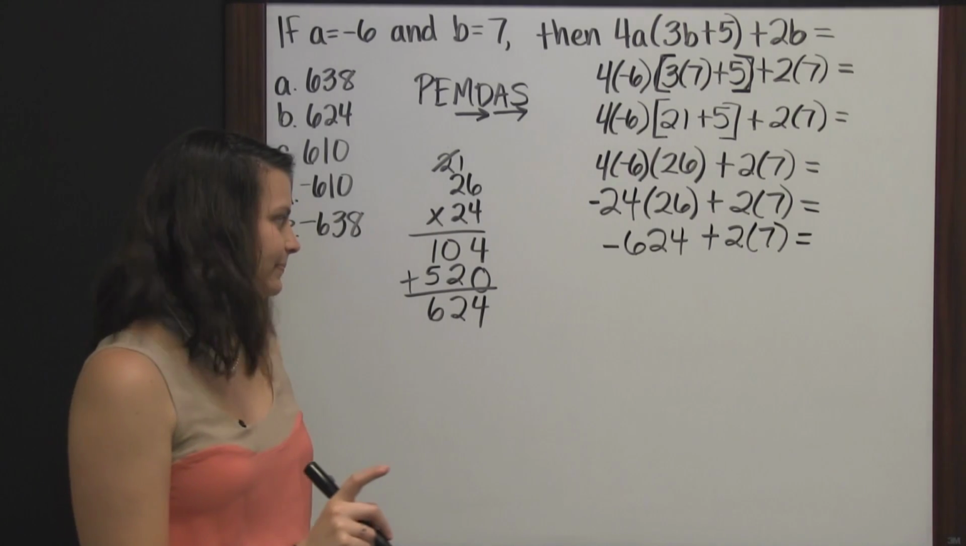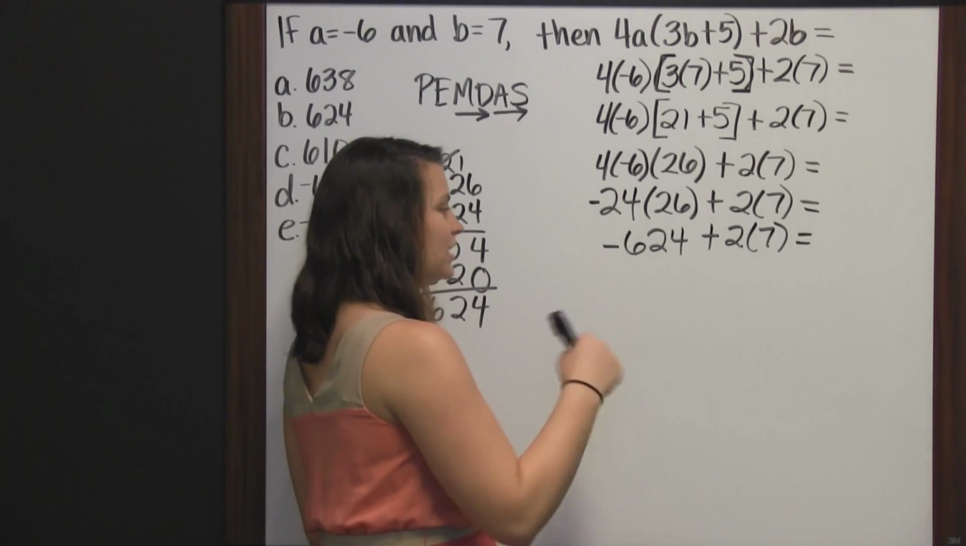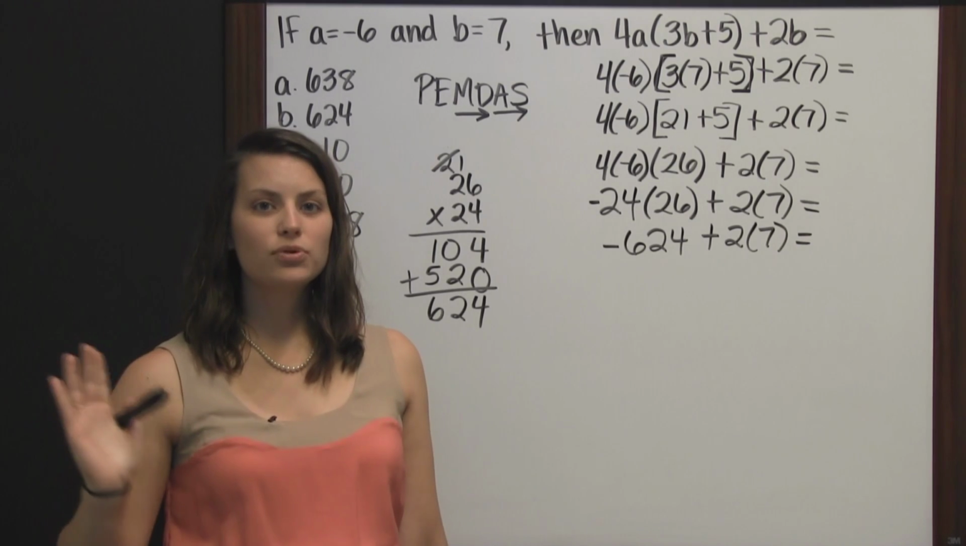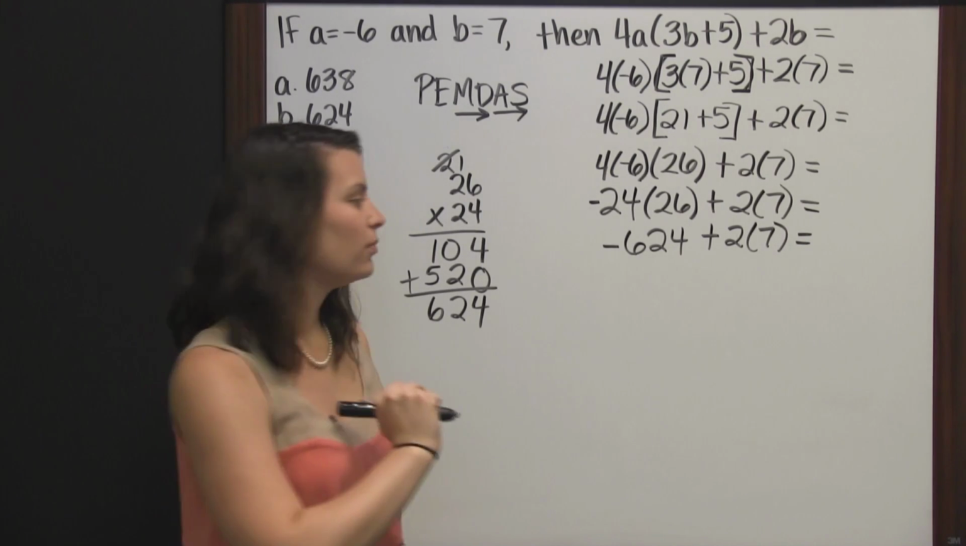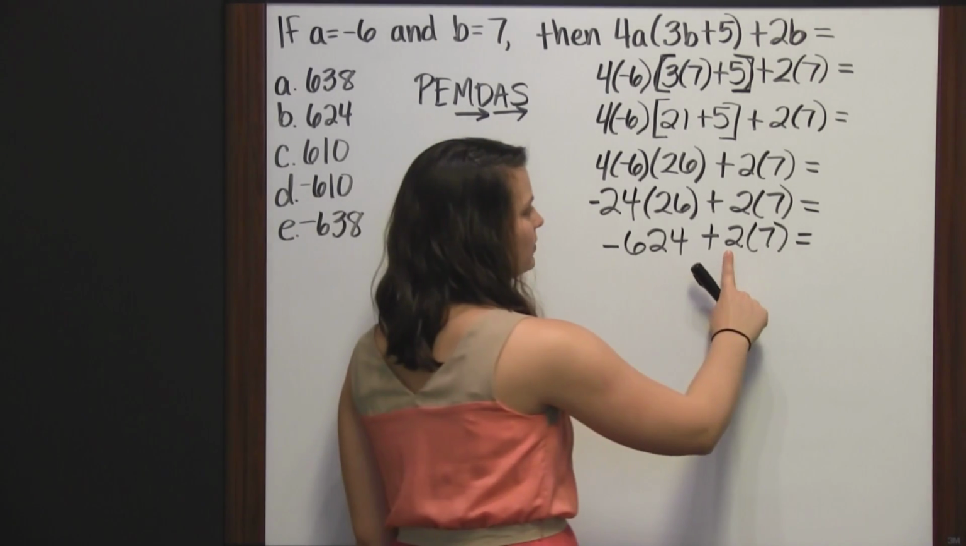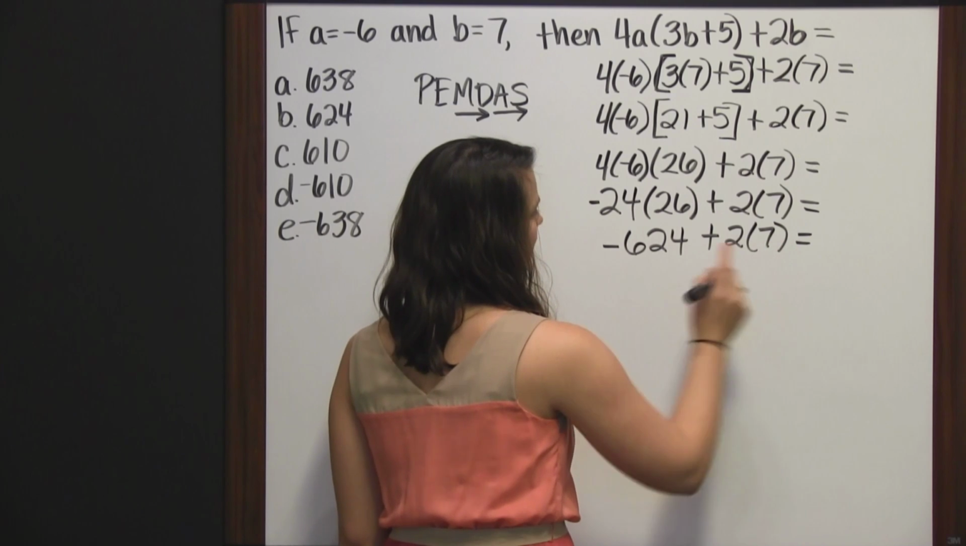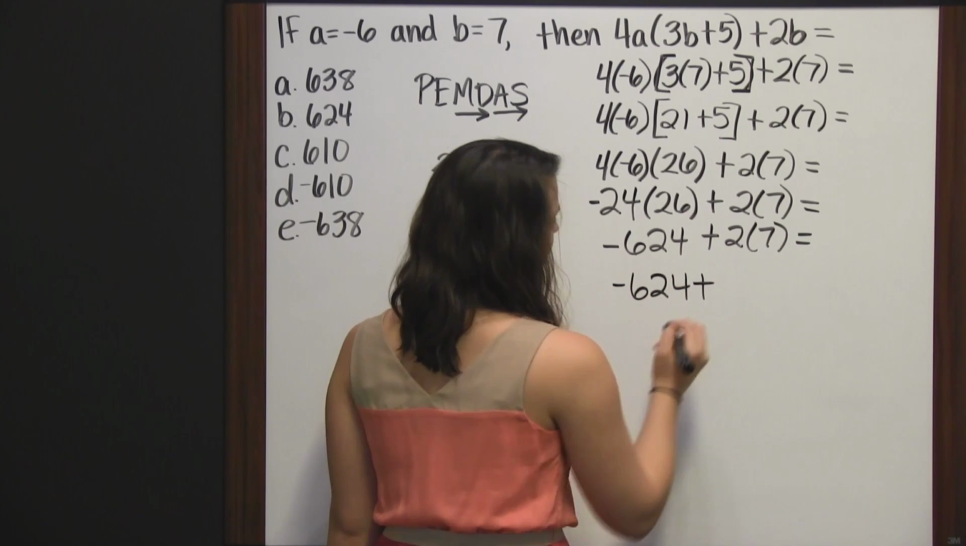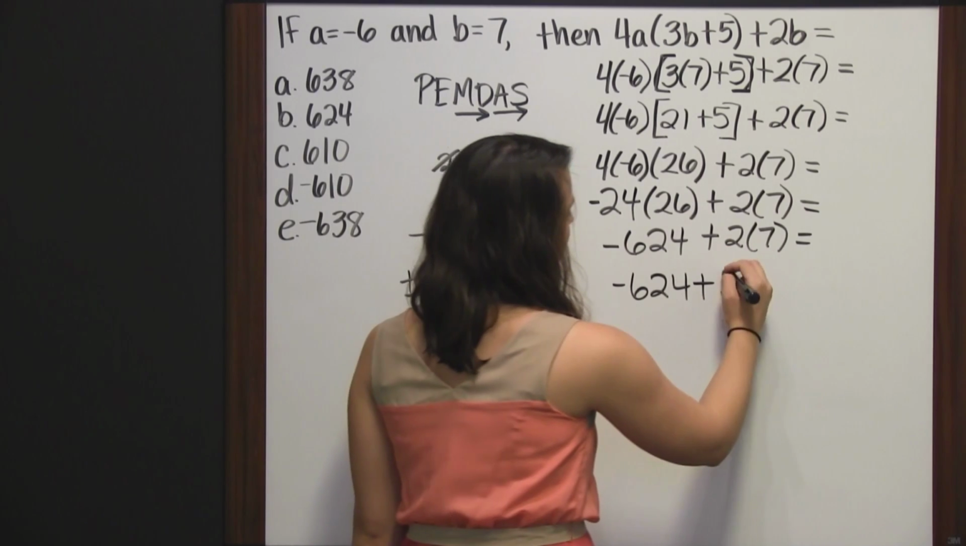We're almost there. We need to continue with our multiplication until we've multiplied all the terms there are to multiply, which means we next need to multiply our 2 times 7. So we have negative 624 plus 2 times 7 is 14.